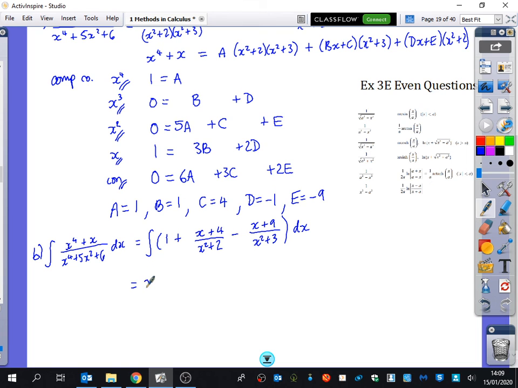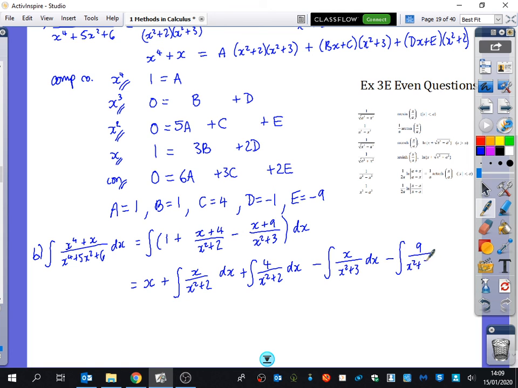So it's going to be x plus, if you want, you can just do some of the integrals separately. So we've then got plus the integral of x over x squared plus 2 dx, plus the integral of 4 over x squared plus 2 dx, minus the integral of x over x squared plus 3 dx, and another minus, minus the integral of 9 over x squared plus 3 dx. If you wanted, you could have put the 4 out there and the 9 out there, whatever you want to do. I just did x there to save a moment of time.